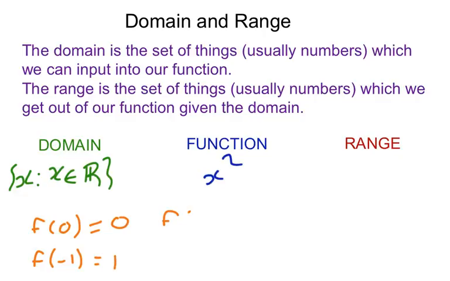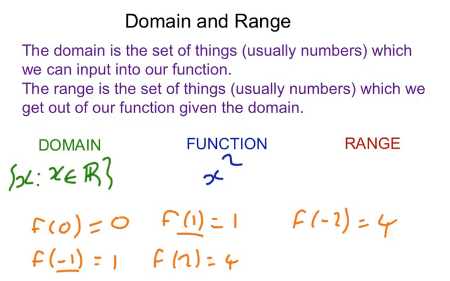If we were to do f of 1, we would get 1 squared, which is 1. If we were to do f of 2, we'd get 2 squared, which is 4. If we were to do f of minus 2, we'd get minus 2 squared, which is also 4. And at this point, we notice that no matter what number we put in, whether it is negative or positive, we always get a positive answer.